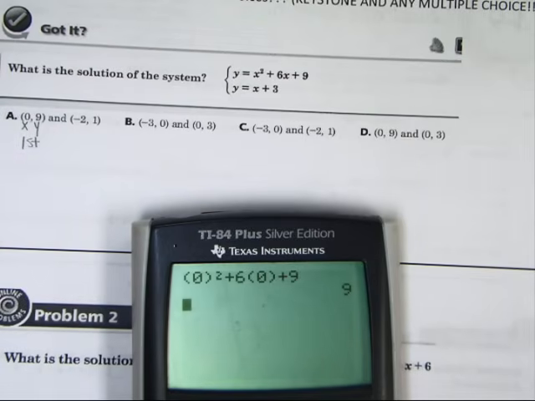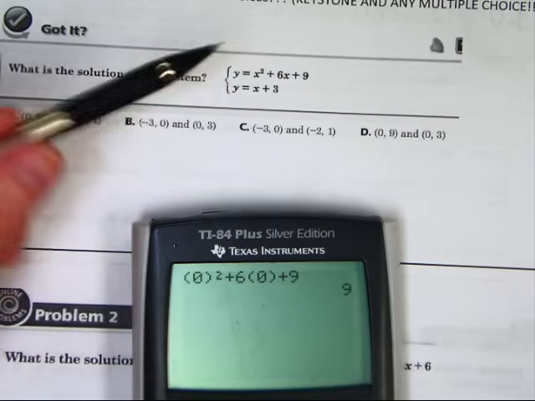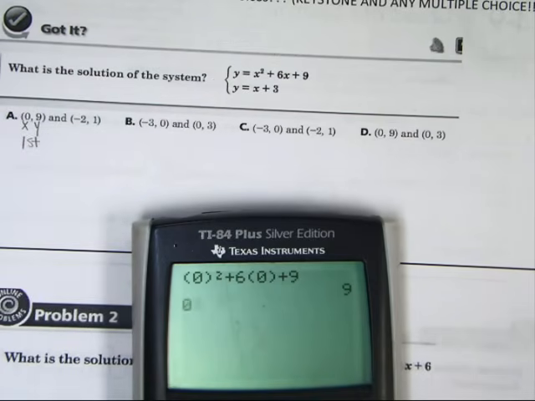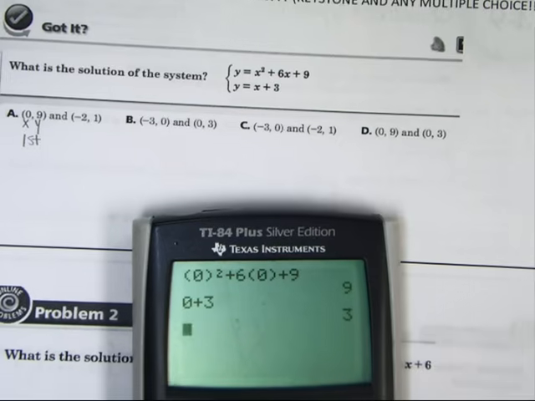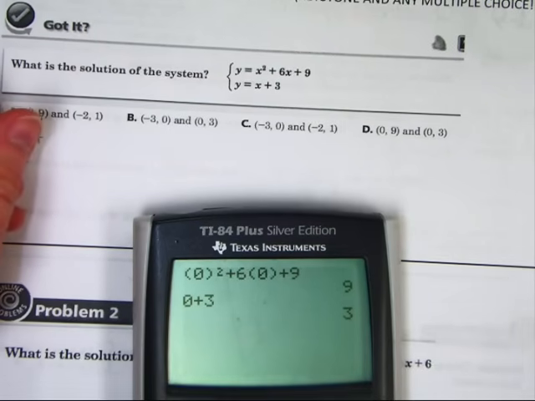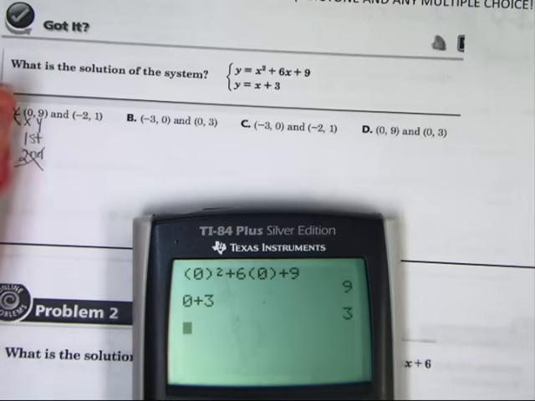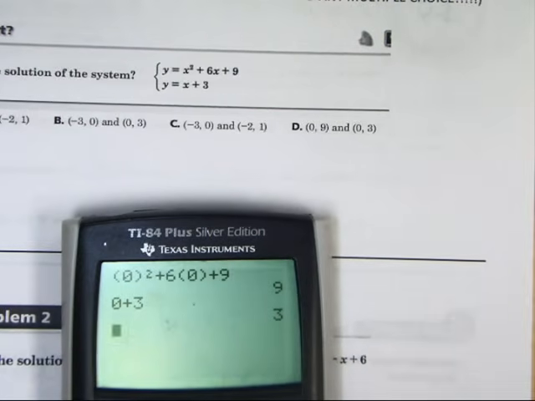Now we need to test and see if it works in the second equation. Okay? So let's plug 0 in for x. We'll do 0 plus 3, and we get 3. So it does not work for the second equation, so A cannot be right. Let's move on to B.